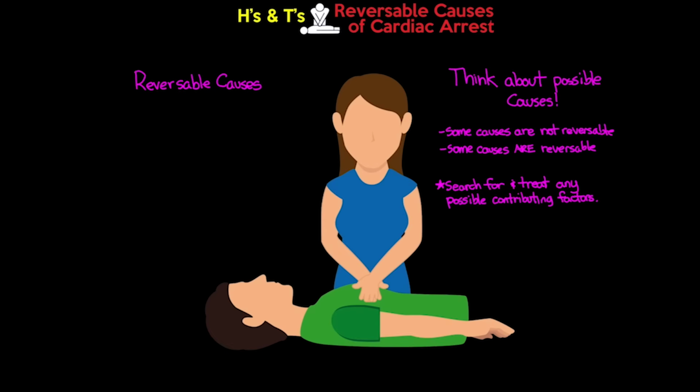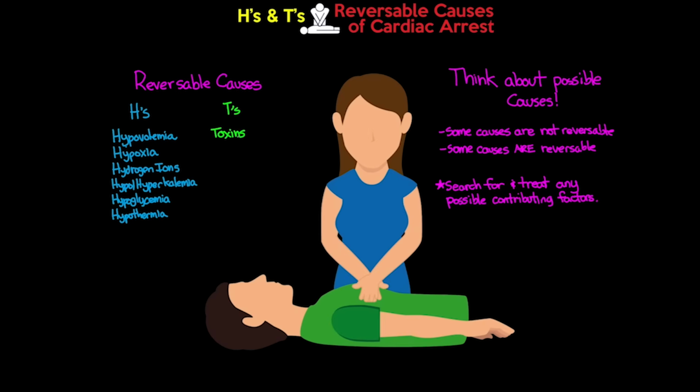So to aid you in remembering these, they've been divided up into two groups, what we call the H's and the T's. The H's are a group of 6 causes that all begin with the letter H. Those 6 causes are hypovolemia, hypoxia, hydrogen ions, hypo or hyperkalemia, hypoglycemia, and hypothermia. And now for the T's, these are things like toxins, tamponade, tension pneumothorax, thrombus, and trauma.